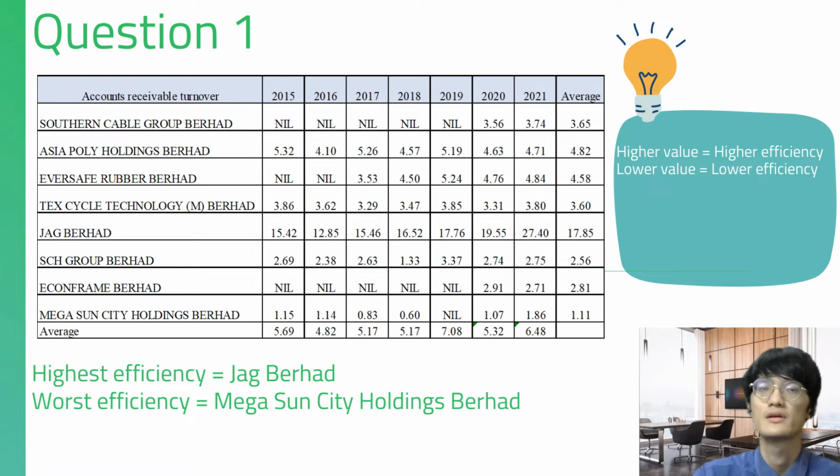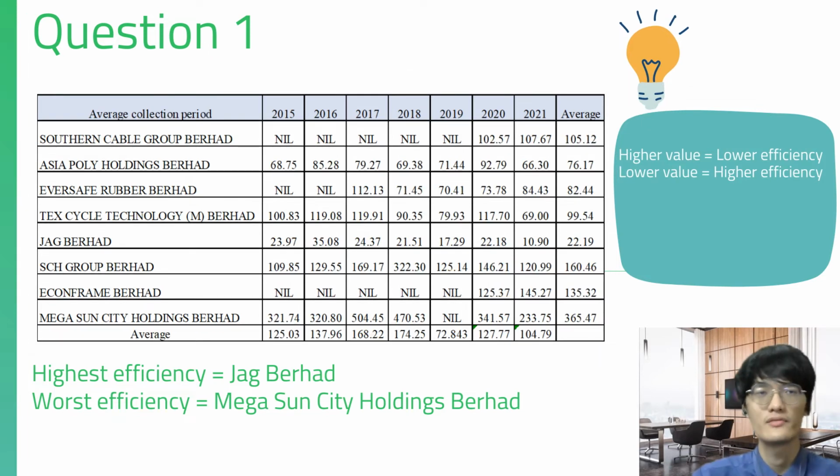Based on the table, the company with the highest efficiency in collecting debts at first sight could be Jack Berhad, and it has the accounts receivable turnover ratio trending over 12 and has the highest figure for the 7 years average from 2015 to 2021. The worst performing company without a doubt would be Megasun City Berhad, as the company has an accounts receivable turnover ratio that never exceeded 2 and is the lowest figure for the 7 years average.